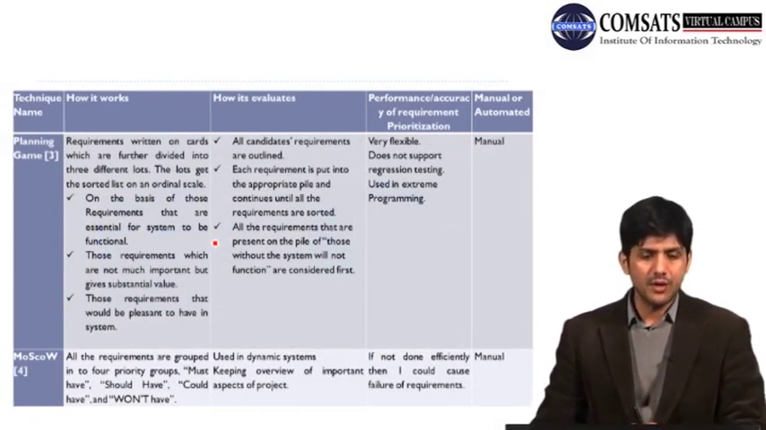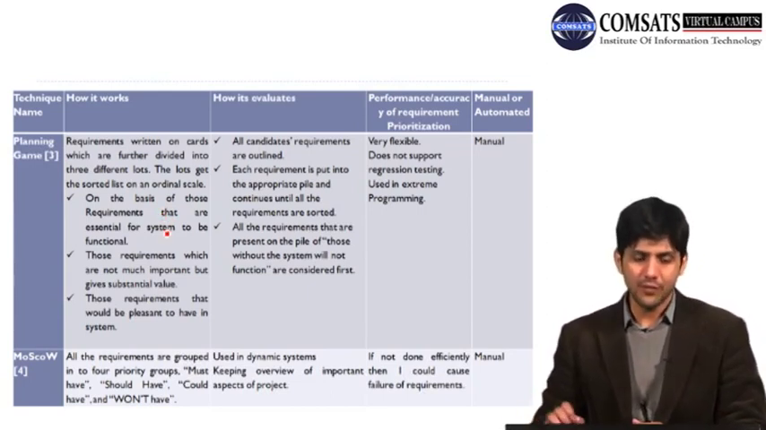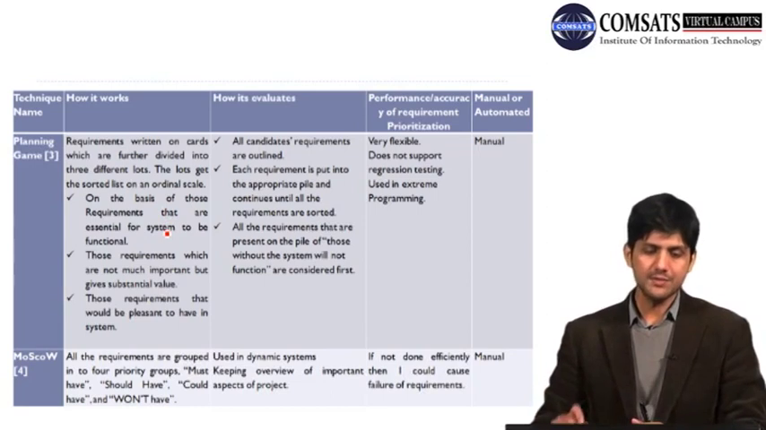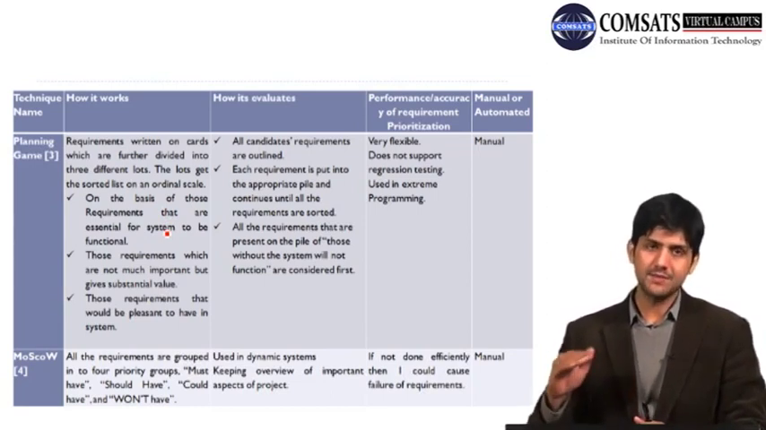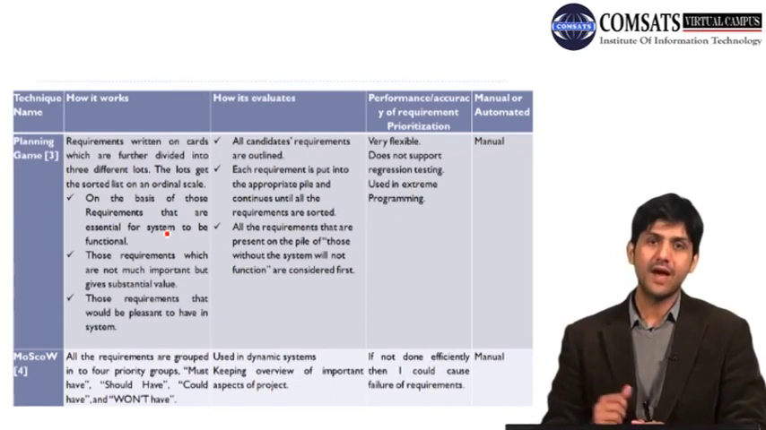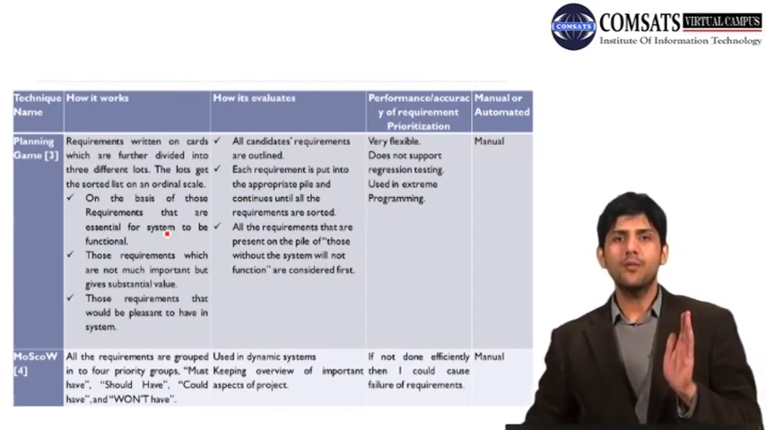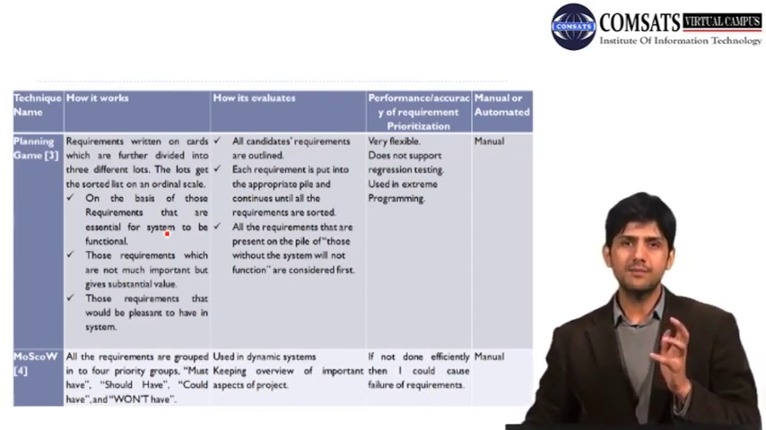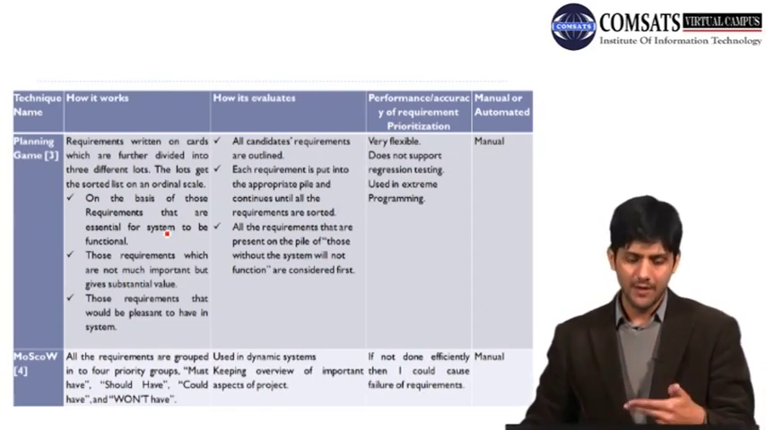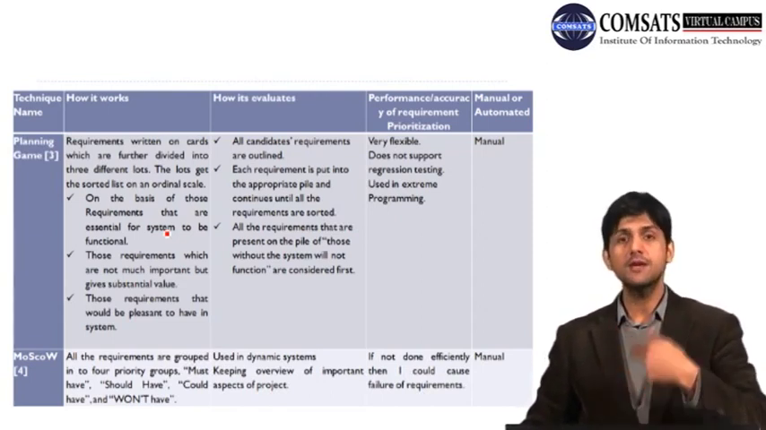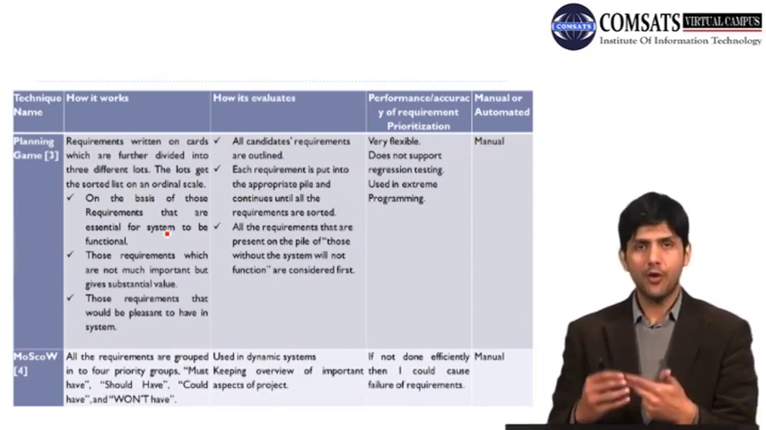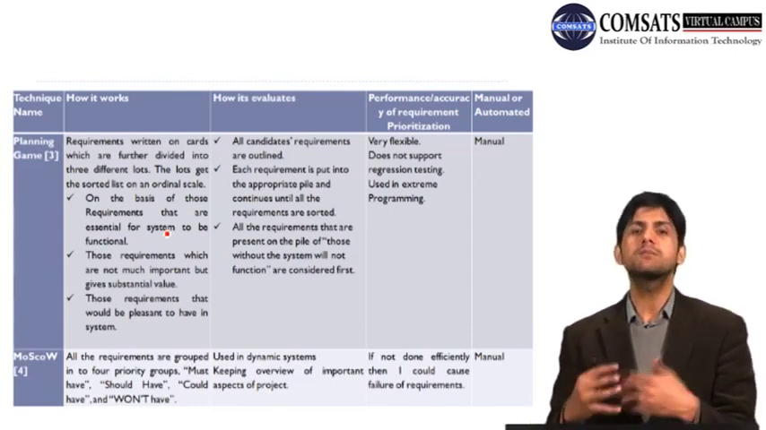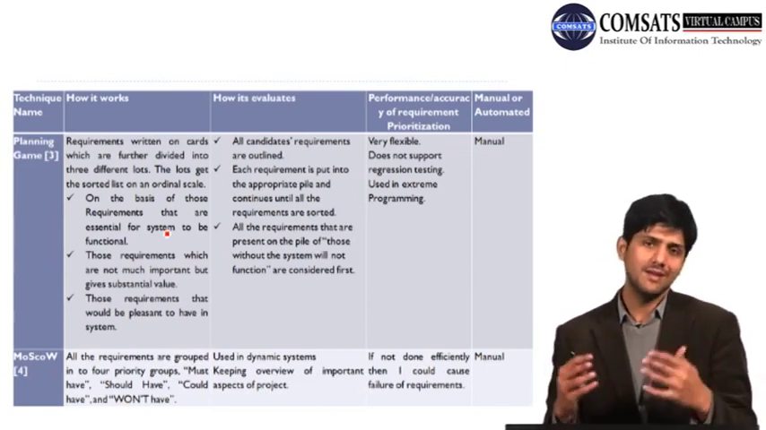So how is it done? Requirements are written on cards, which are divided into 3 different lots. The lots get a sorted list on an ordinal scale. First, those requirements that are essential for the system to be functional, those without which the product cannot function. Then those requirements which are not as important but given substantial value. And then those that would be pleasant to have, the customer wishes. If he gets them, it's okay, but if he doesn't, he's also fine.